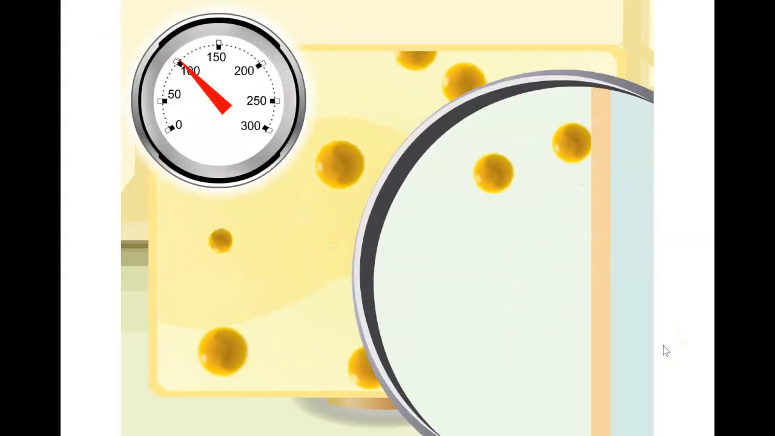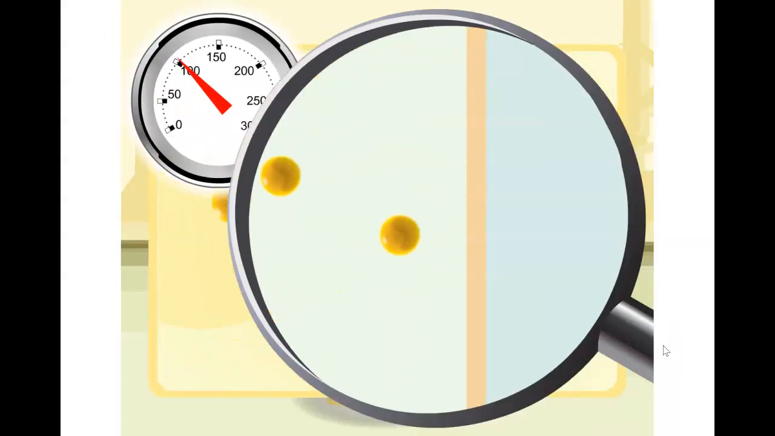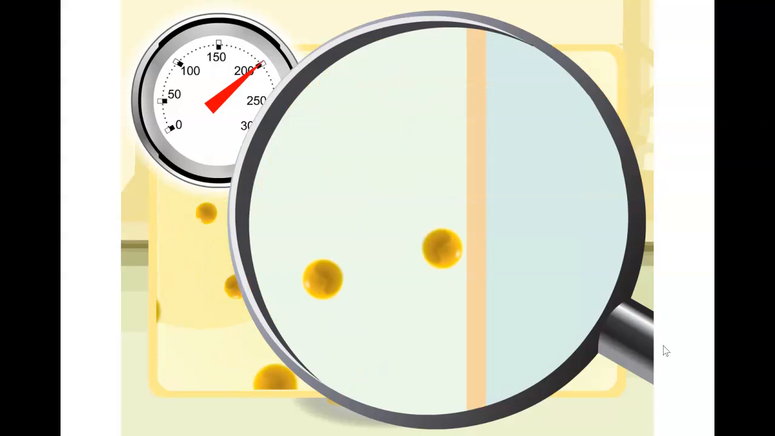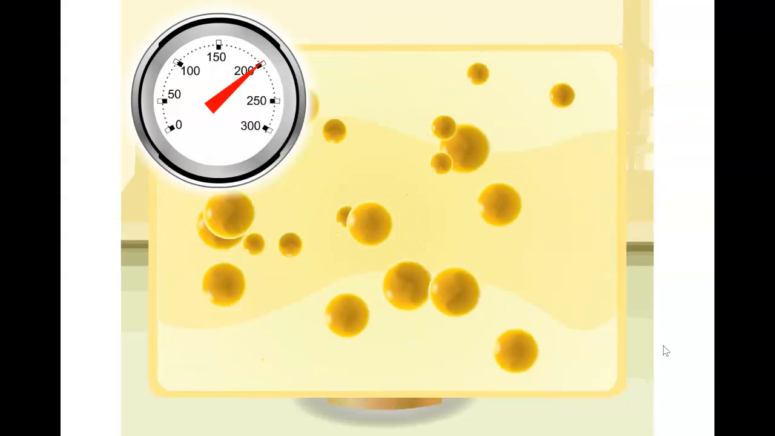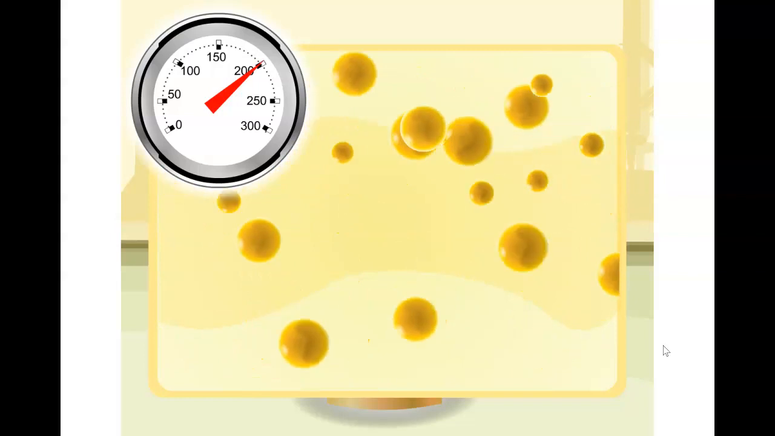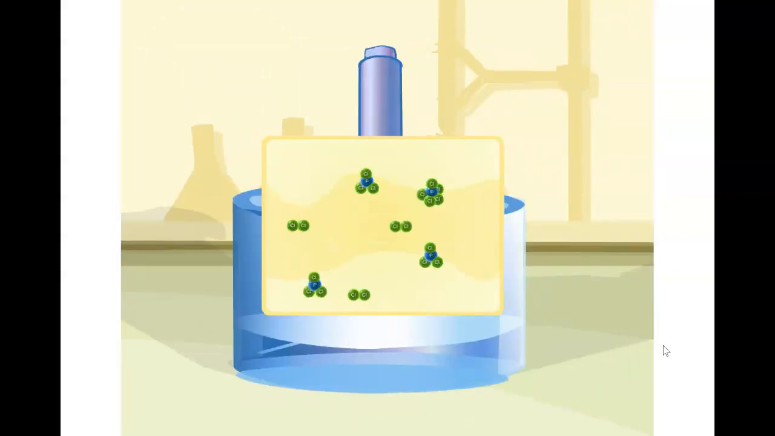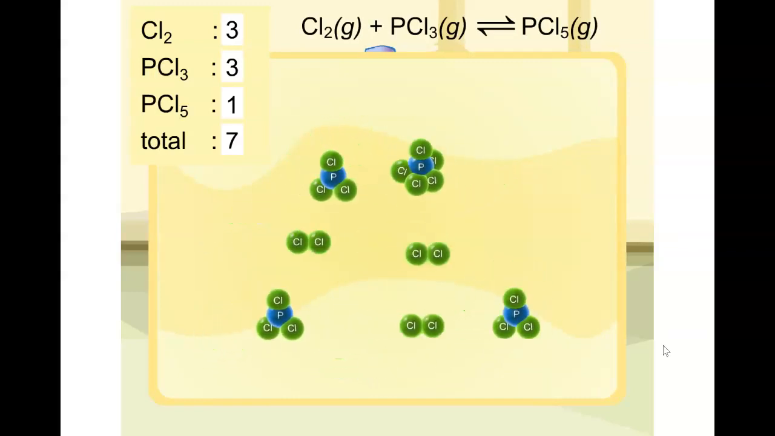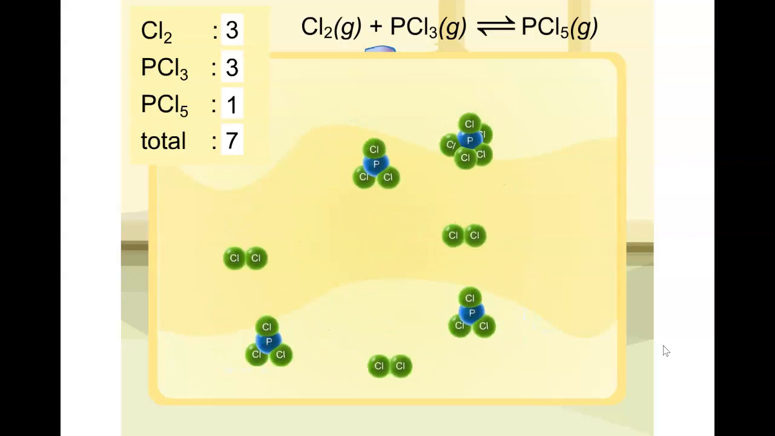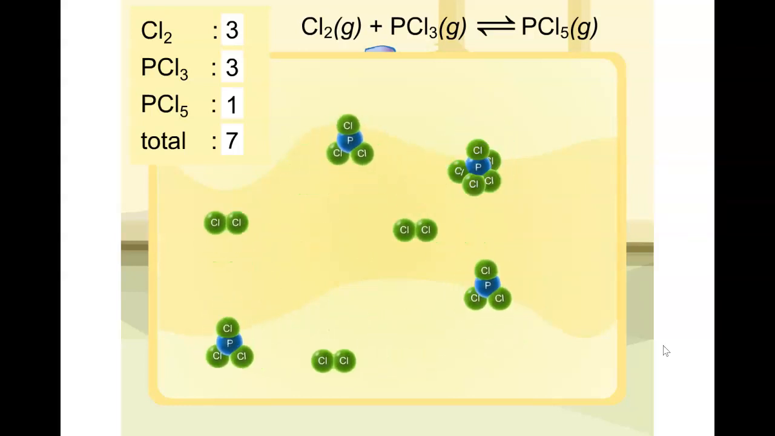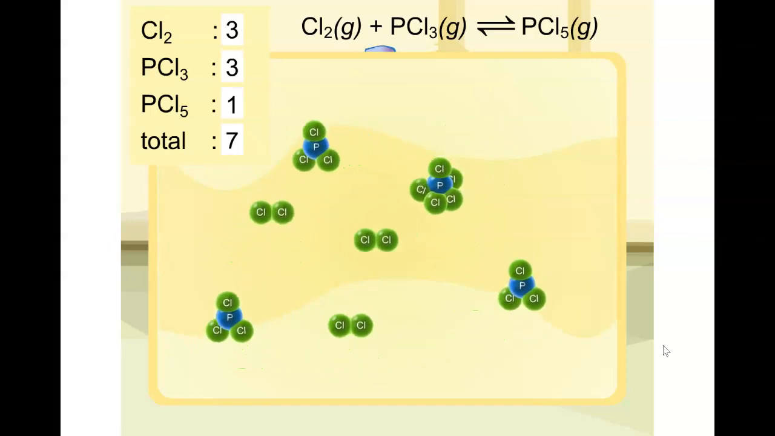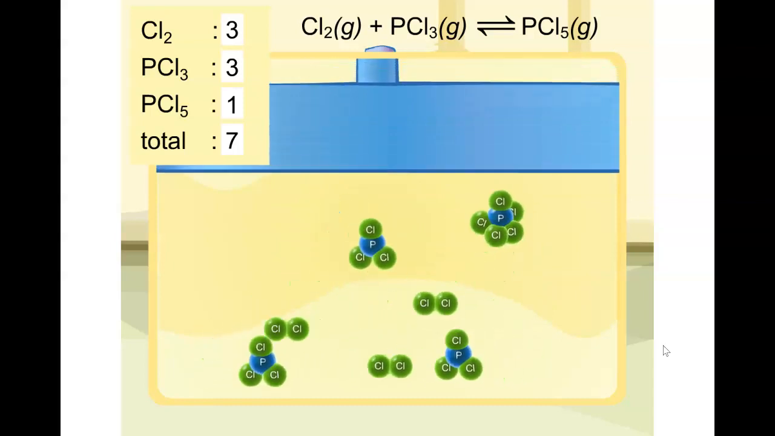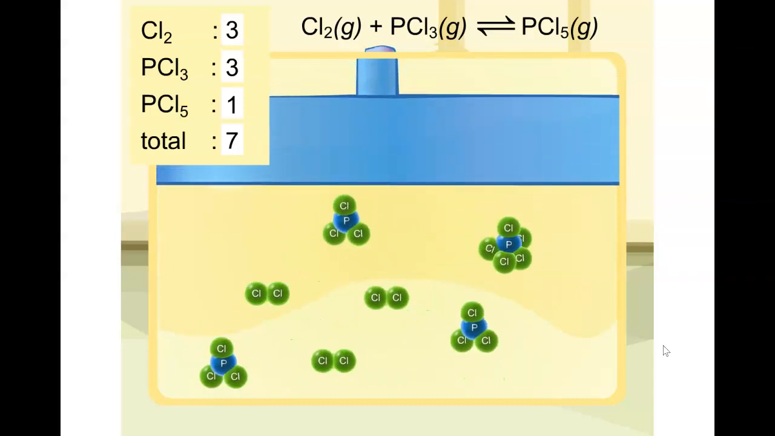Molecules of gas collide continually with the walls of the container, exerting pressure on them. The more molecules bounce against the walls, the higher the pressure. In other words, the pressure of the gas depends on the number of molecules per unit volume. Let's try to predict how changing the pressure will affect the equilibrium existing between chlorine, Cl2, phosphorus 3 chloride, PCl3, and phosphorus 5 chloride, PCl5, in the gas phase. When the pressure increases, the molecules are forced closer together. Now there are more molecules per unit volume.